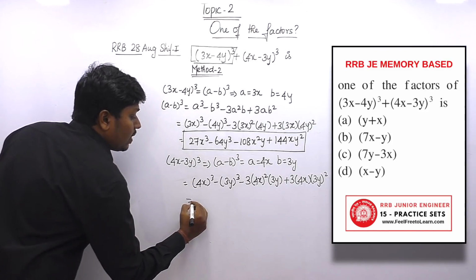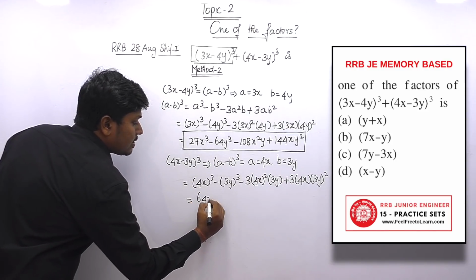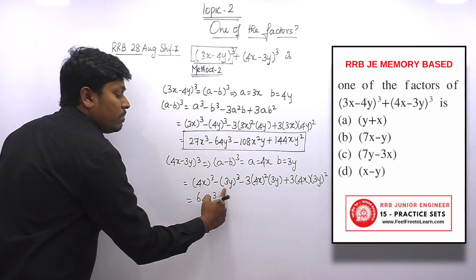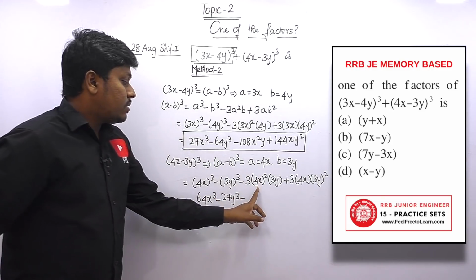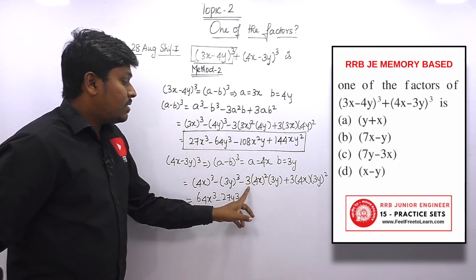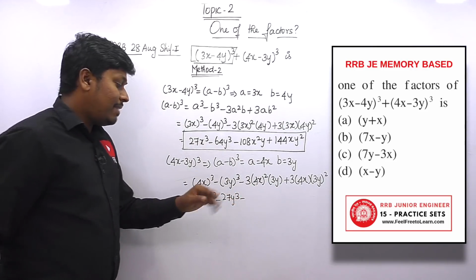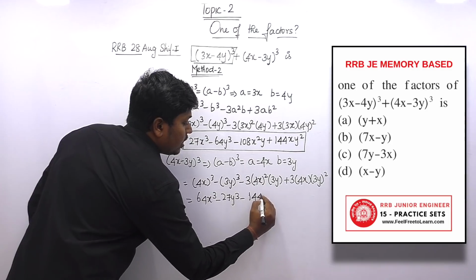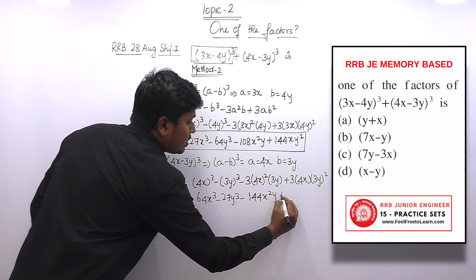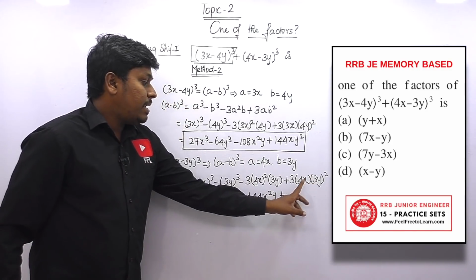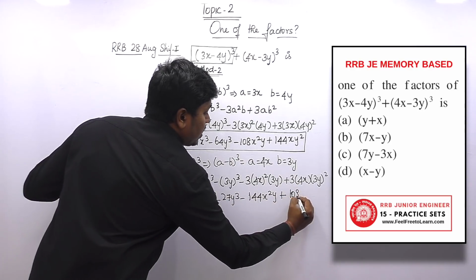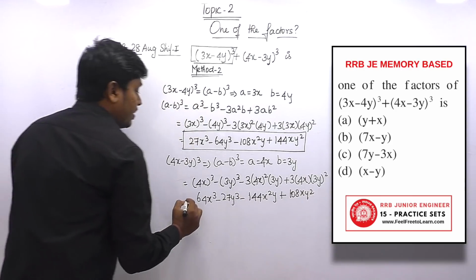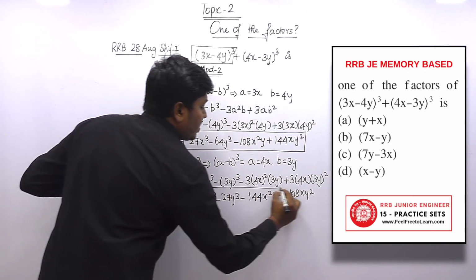So again we need to solve this. 4 cube will be 64x cube, and similarly 3 cube will be 27, that is 27y cube. So minus of, so 4 square will be 16, 3 into 3 will be 9, so 16 into 9 will be 144, so 144x square y. So plus, so 3 square will be 9, 4 3s are 12, 12 into 9 will be 108, so 108xy square. So this will be the answer for the second expression.